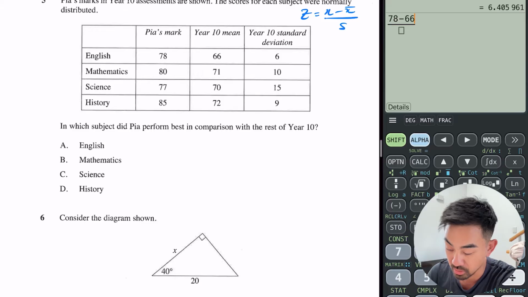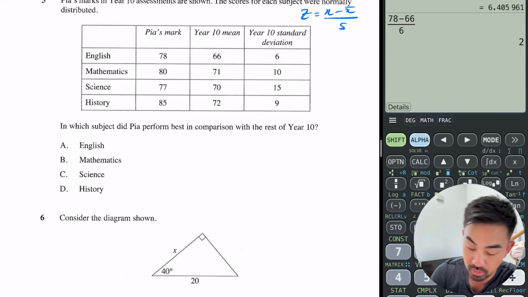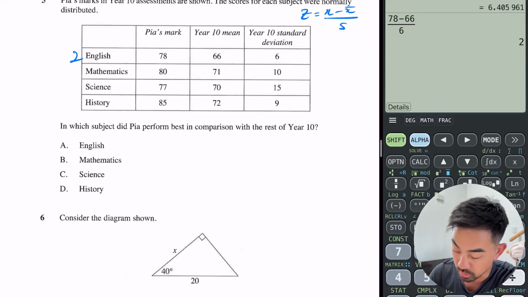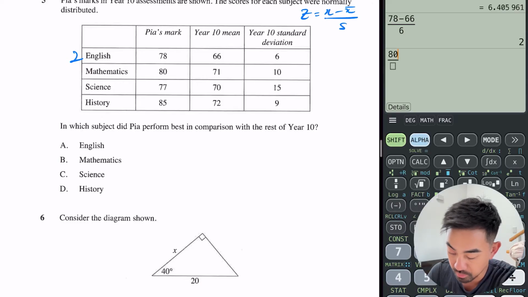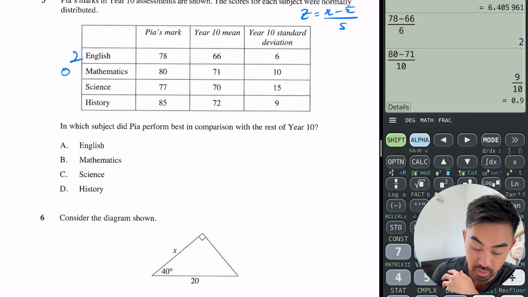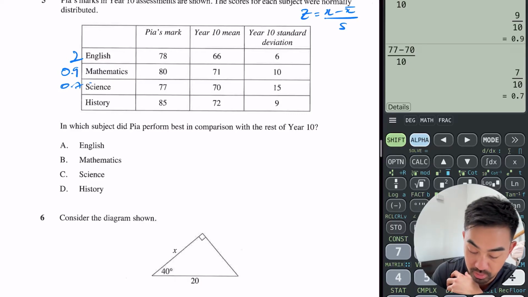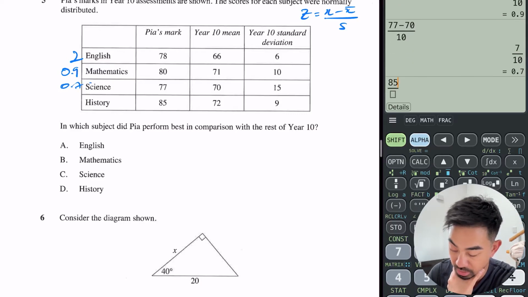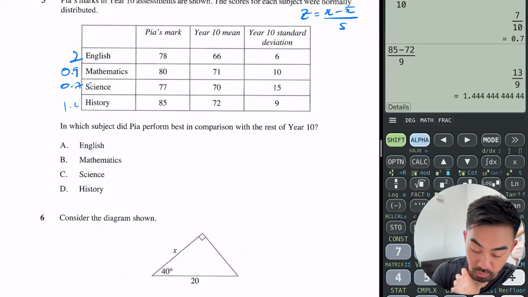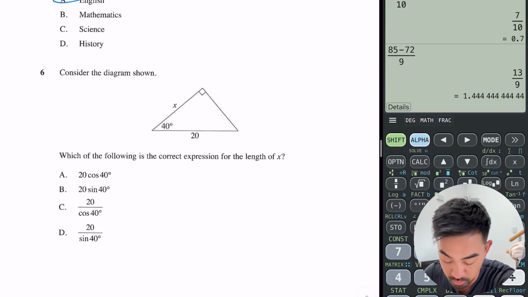So 78 minus 66 over 6, that's 2. What's the next one? 80 minus 71 divided by 10, that's 0.9. 77 minus 70 over 10, that's 0.7. Then history is 85 minus 72 over 9, 1.4. Okay, so that's English. Simple.